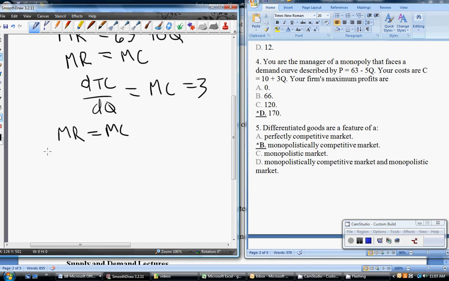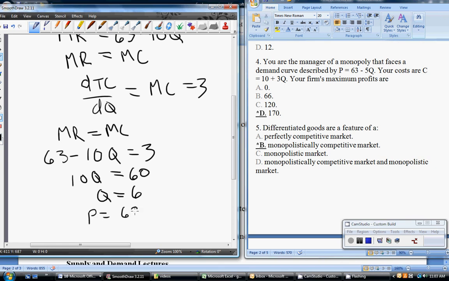Then setting our profit maximizing condition up. Profit maximizing output is 6. Profit maximizing price. Taking the 6 and plugging it into the inverse demand, 63 minus 30 or $33 is the profit maximizing price.